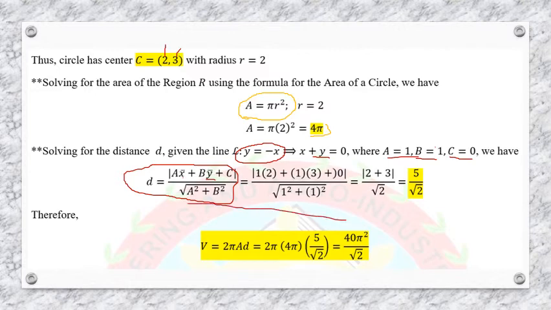Then, i-substitute na natin sa formula ng volume sa theorem of Pappus. So, V is equal to 2 pi times AD. So, we have 2 pi, ang area natin is 4 pi, and then distance is 5 over the square root of 2. So, we obtain 40 pi squared over the square root of 2. So, therefore, this is the volume of a solid of revolution in the region inside the circle.